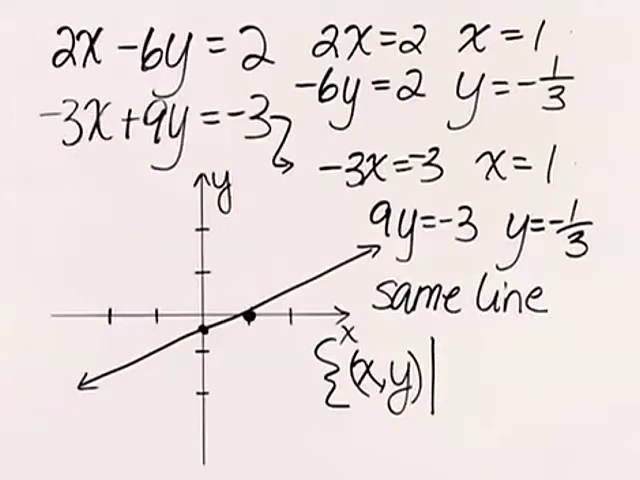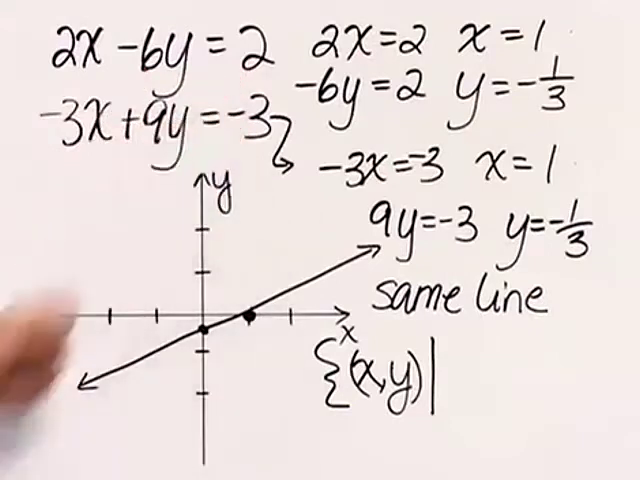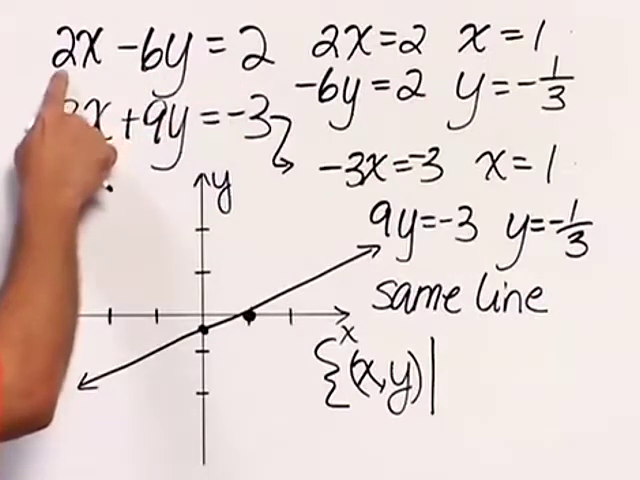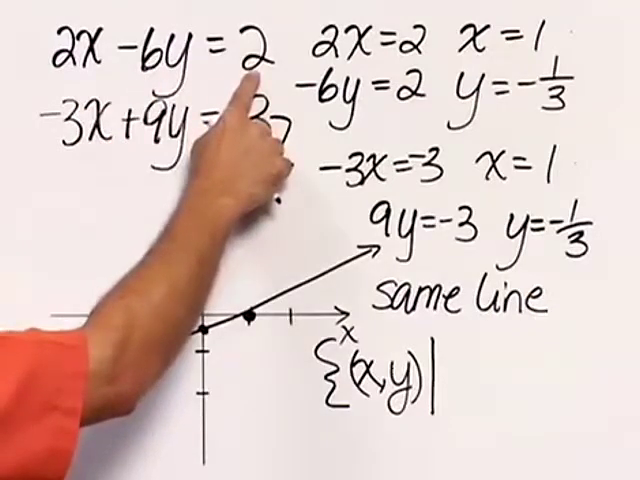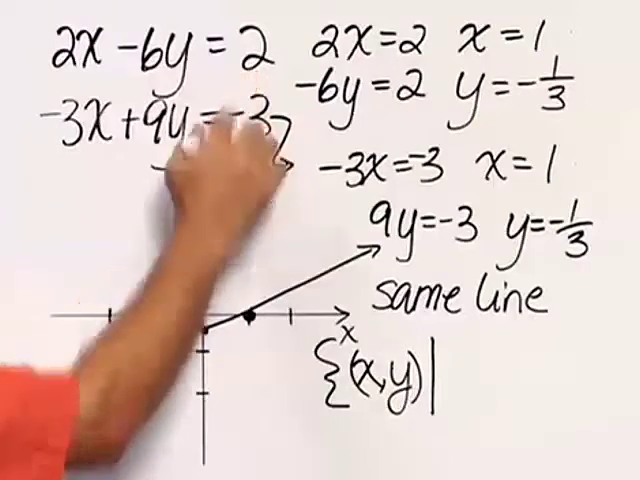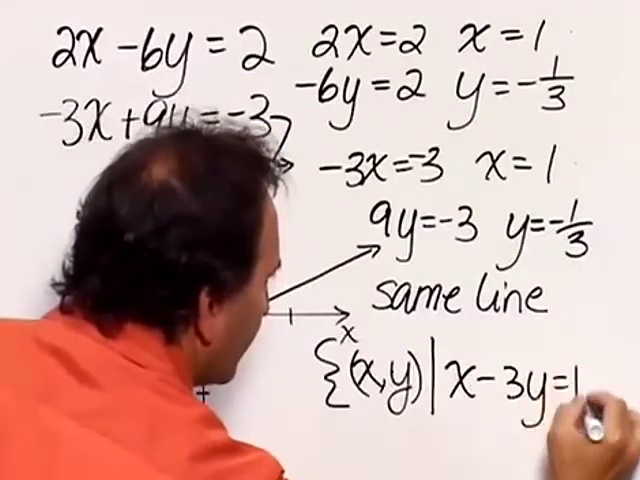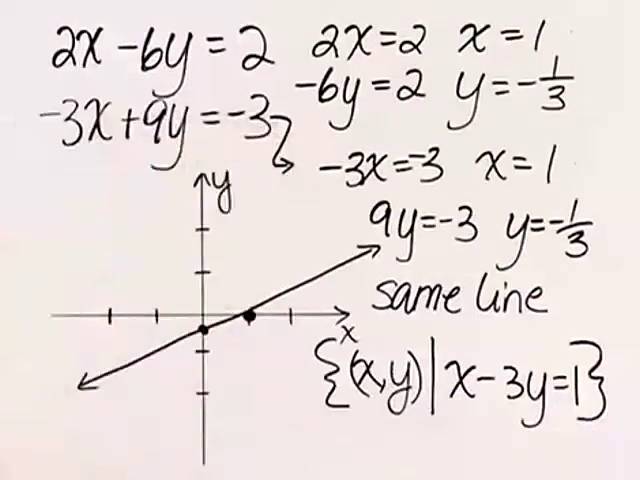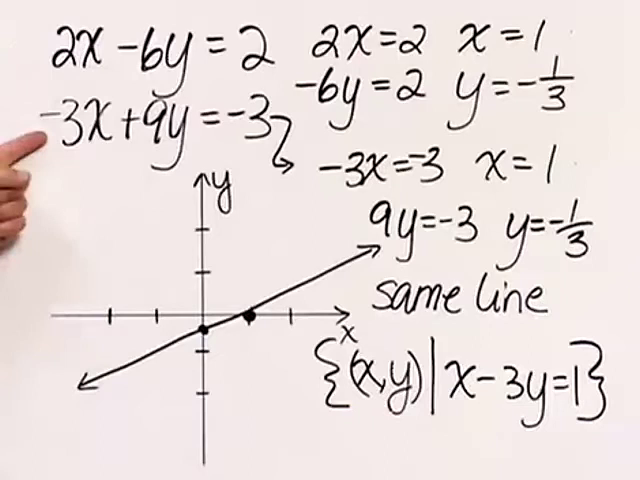write it there. Now, notice in this equation, we could divide each of the sides by 2. So the 2 would cancel here. This would become a negative 3. And the 2 here would divide by 2 to become 1. So we would have x minus 3y equals 1. So that's how we write our solution for this system of equations.